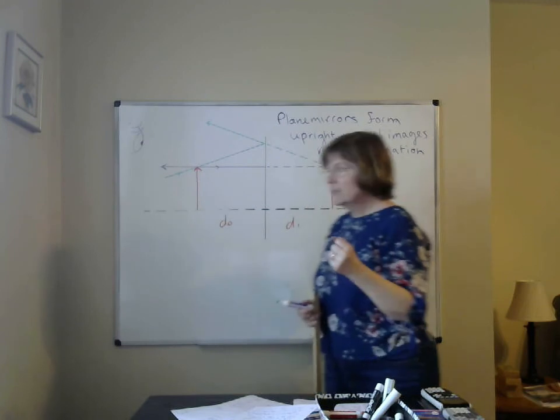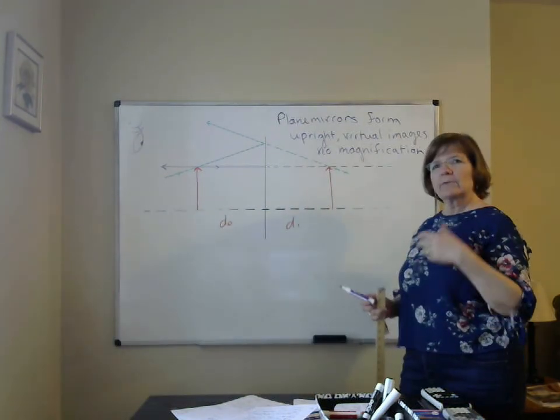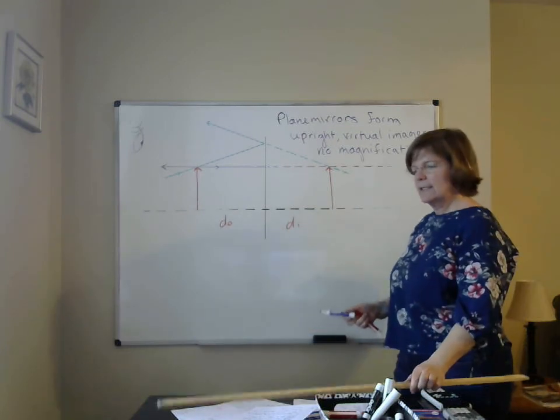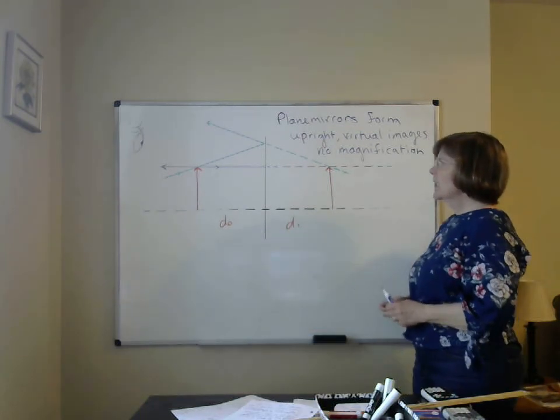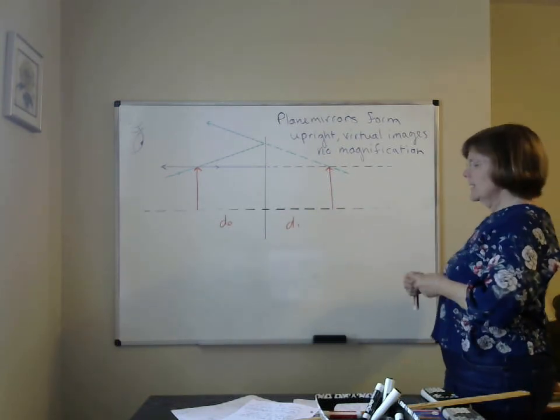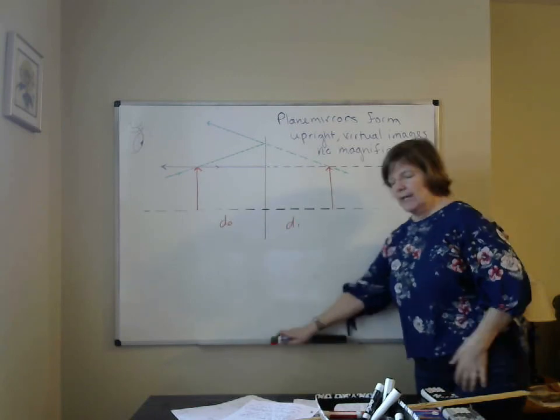And that concludes this first lesson about reflection and plane mirrors. Pretty straightforward. The angle of incidence is equal to the angle of reflection, and plane mirrors produce virtual, upright images with no magnification.